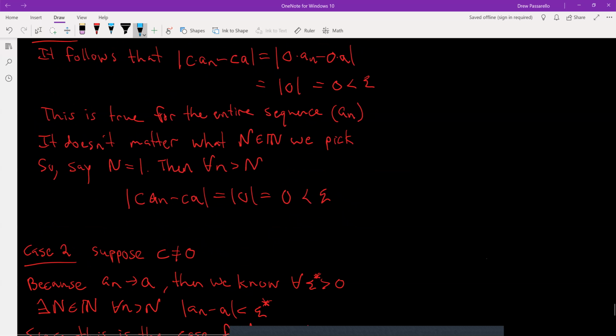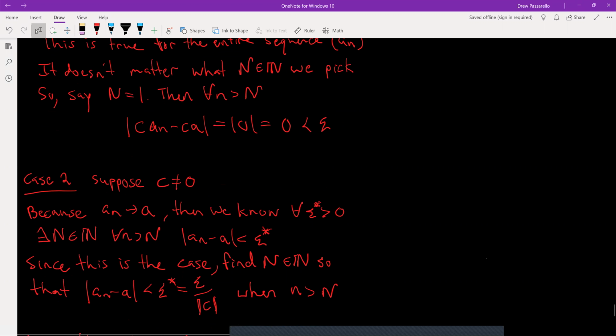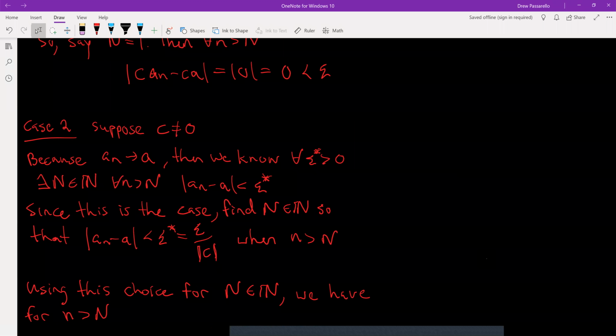All right, now the complicated case is suppose c is not 0. Because a_n converges to a, then we know for all epsilon star greater than 0, there exists a capital N such that for all little n bigger than capital N, we have the absolute value of a_n minus a less than epsilon star. Since this is the case, let's find capital N so that the absolute value of a_n minus a is less than epsilon star, being equal to epsilon over the absolute value of c.